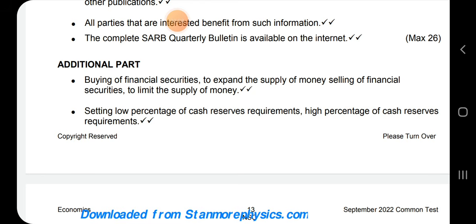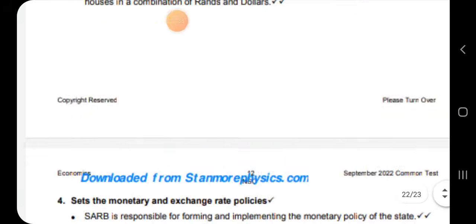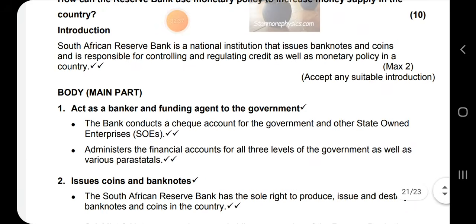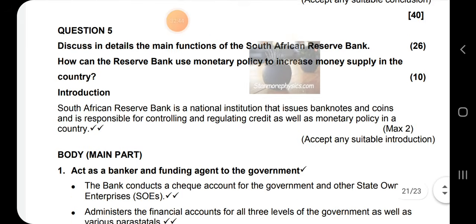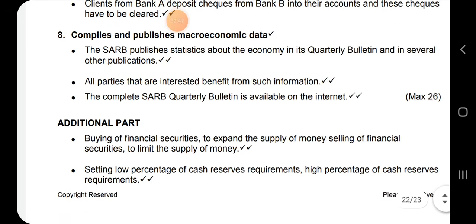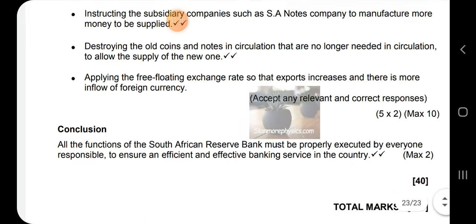Additional part: buying of financial securities to expand the supply of money, selling of financial securities to limit the supply of money. So setting low percentages, that will be the response to how the Reserve Bank can use monetary policy to increase money supply in the country. So this is how it can use it. And that is your conclusion.